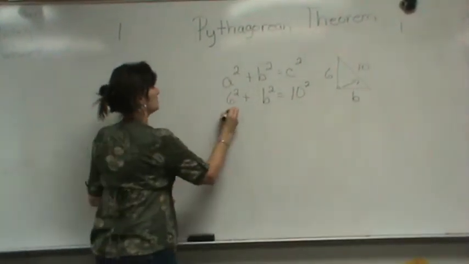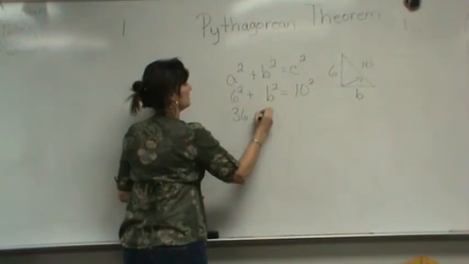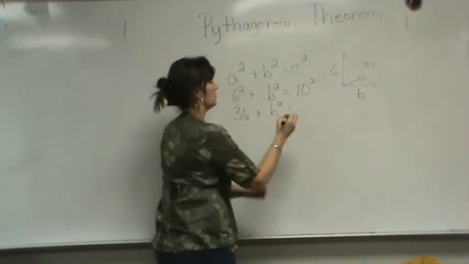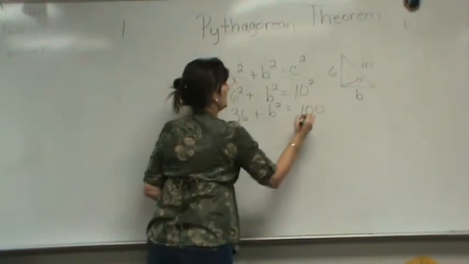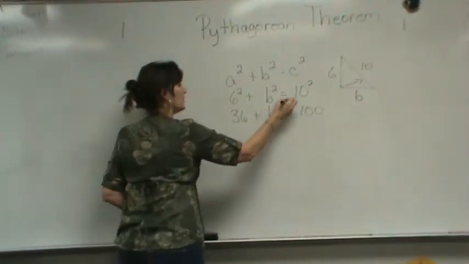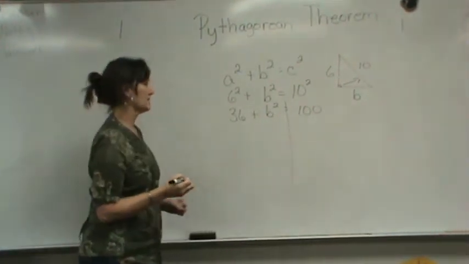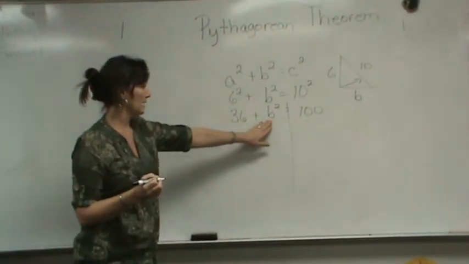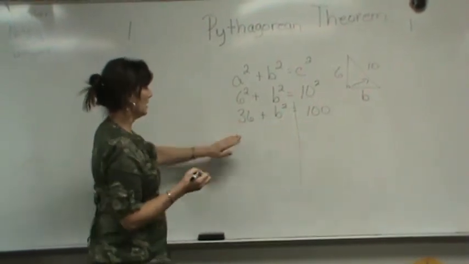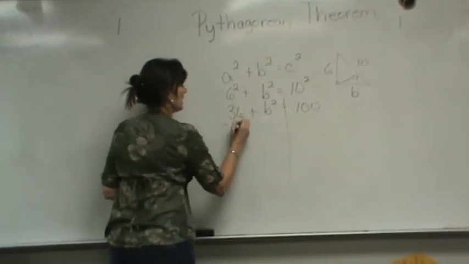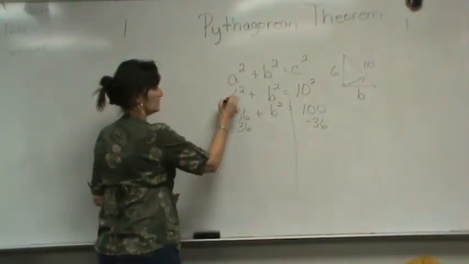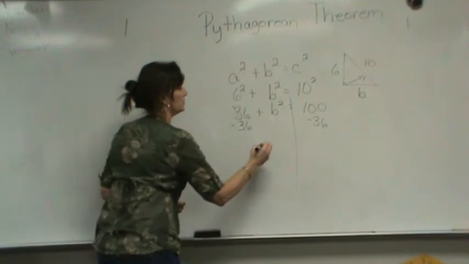6 times 6 is 36. This is B squared. 10 times 10 is 100. But I need to know B all by itself. This is where we do our choo-choo tracks. I want B by himself. I need to get rid of a plus 36, that's a positive. So I'm going to say minus 36, minus 36. Those are 0 pairs, goes away.